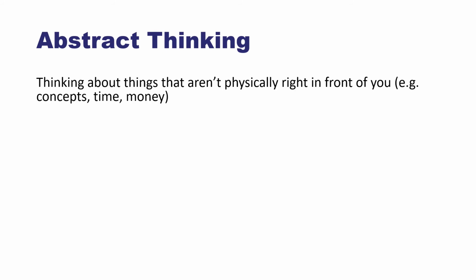Okay, our next area that we're going to talk about is abstract thinking. Abstract thinking is thinking about things that aren't physically right in front of you. So that could be concepts, time, money. Those are all abstract things, right? They're things that represent something else, or they're just abstract in nature. So a child with FASD may have difficulty managing money. This is something that someone with FASD will likely require support with their entire lives.